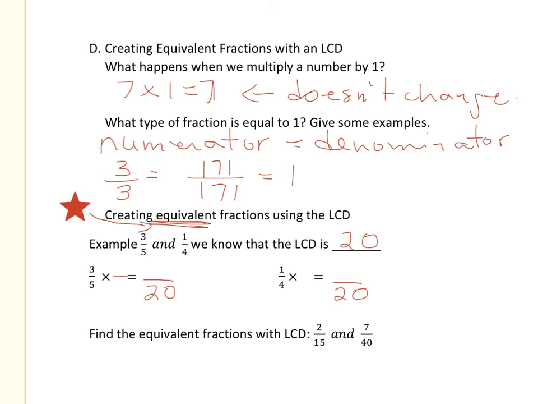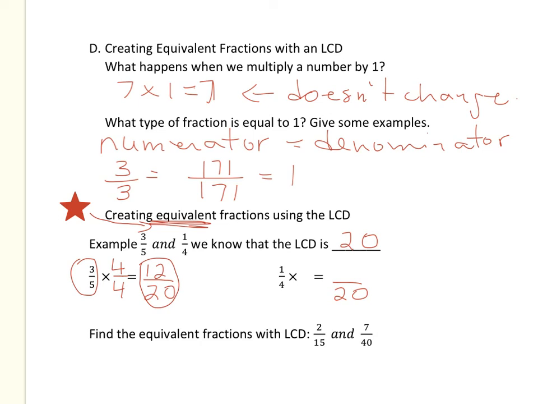So 5 times what gives you 20? Well, that would be 5 times 4, correct? So if we're going to turn this fraction into the number 1, it has to be 4 over 4. So 3/5 times 1 equals something over 20. So 3 times 4 gives us 12. So 12/20 is equal to 3/5. If I had 3/5 of a pizza, or if I had 12/20 of a pizza, they're both the same thing.